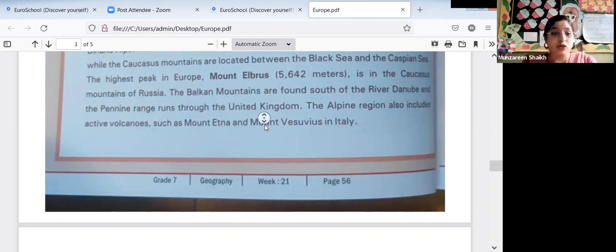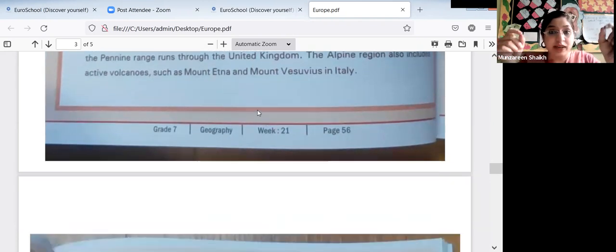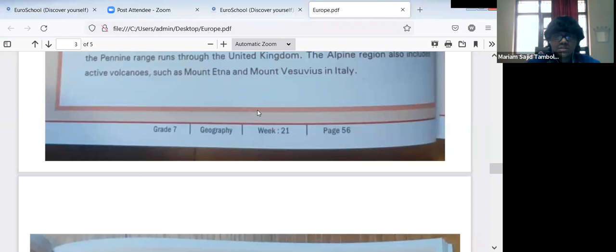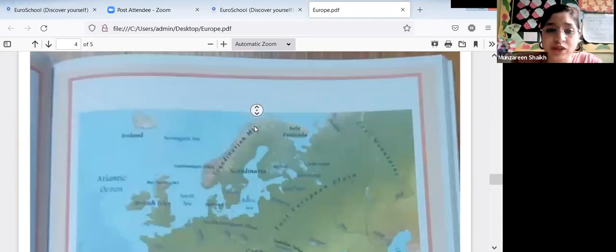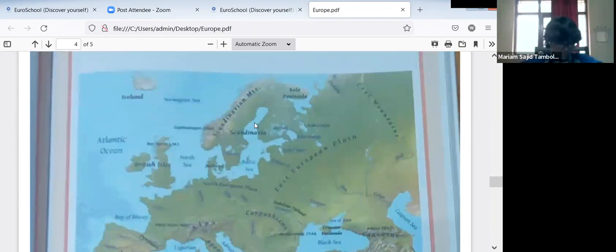The Alpine region also includes active volcanoes. Please underline. This is one more point which you can include in your answers if you get a question to write a short note on the Alpine mountains. This particular region has active volcanoes, such as Mount Etna and Mount Vesuvius. Vesuvius, where? In Italy. Got it? Yes, ma'am. Have you all understood till here? First tell me that.